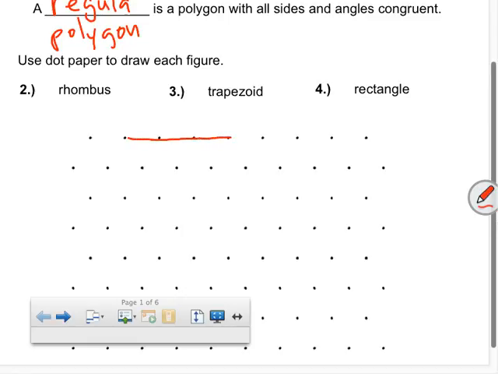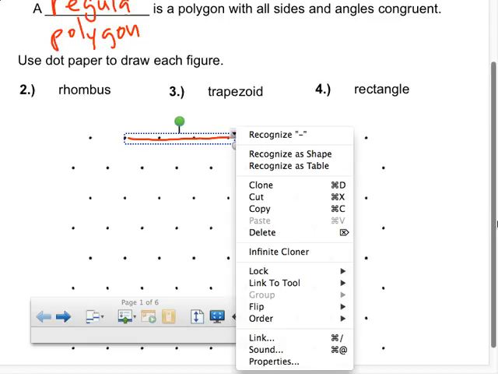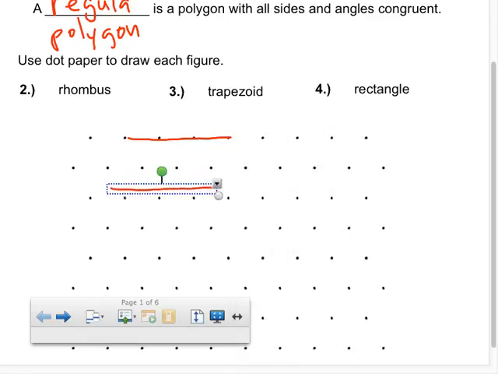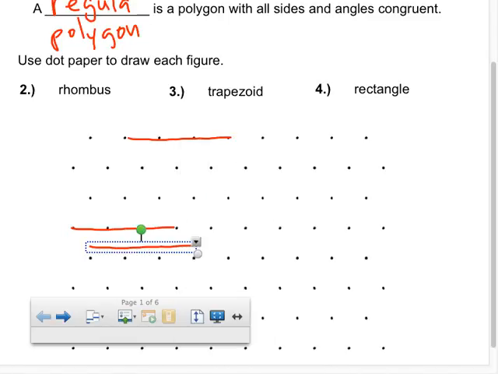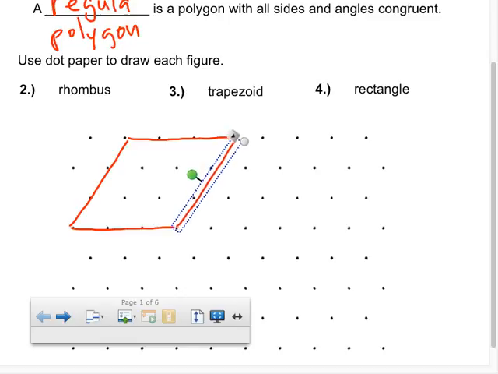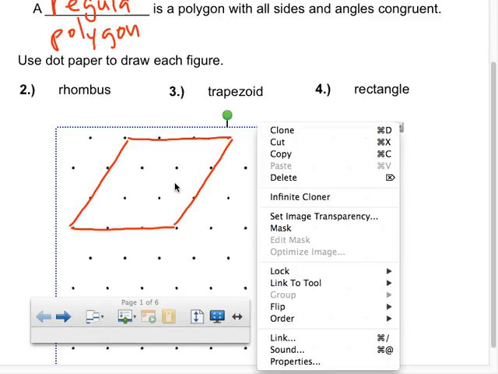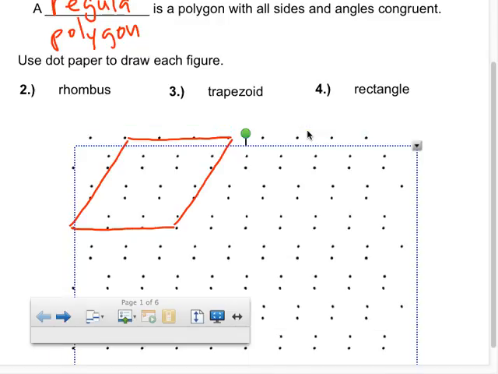So let me go ahead and draw a rhombus. So here's one side of my rhombus. And I copied that. And so here's another side of my rhombus. And if you notice, all the sides are congruent, right? All my sides are congruent. That's a rhombus.